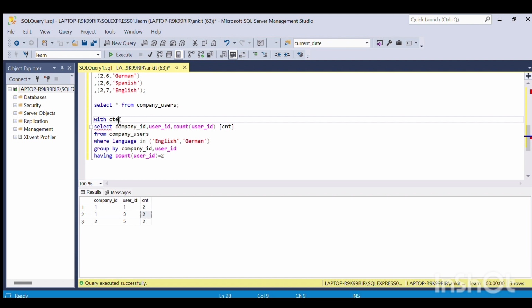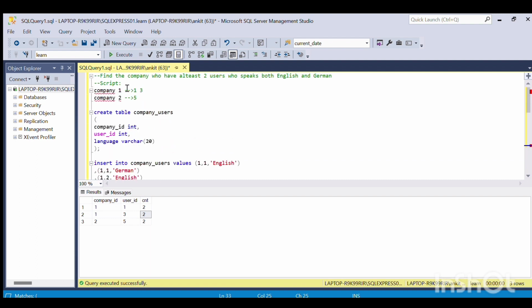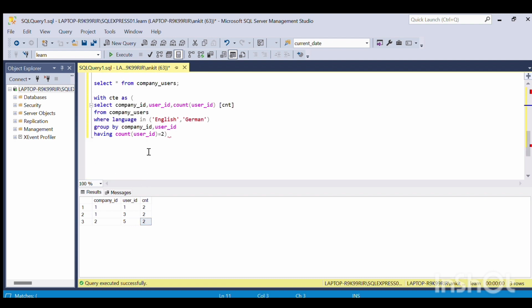With CTE as. Now see what I'm going to do. The next step, as the question says, is to find the companies that have at least two users who speak both the languages. So I'm going to count the number of users per company where the count is 2. Number of users for company 1 where the count is 2 is 2. Number of users in company 2 where the count is 2 is 1. So in that case I'm going to use the count function.